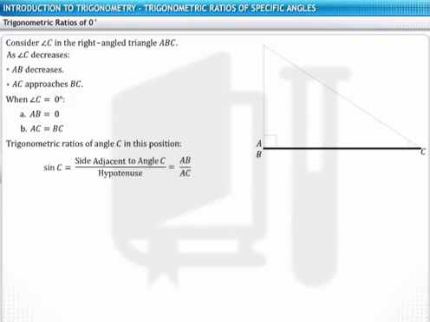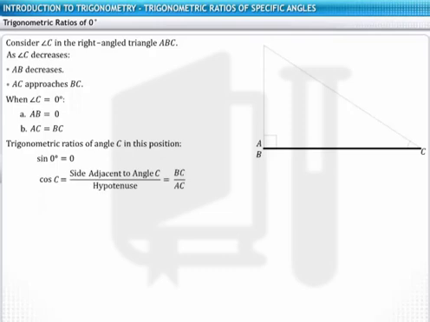Let us calculate the trigonometric ratios of angle C in this position. We know that sin C is equal to the ratio between AB, the side opposite to angle C, and AC, the hypotenuse. We have seen that AB becomes 0 when angle C is equal to 0 degrees. 0 divided by any quantity is 0. Thus, we can say that sin 0 is equal to 0.